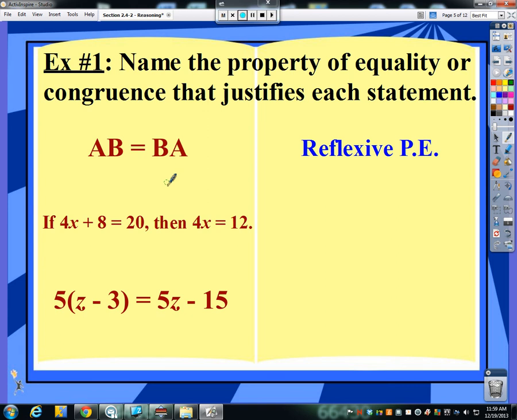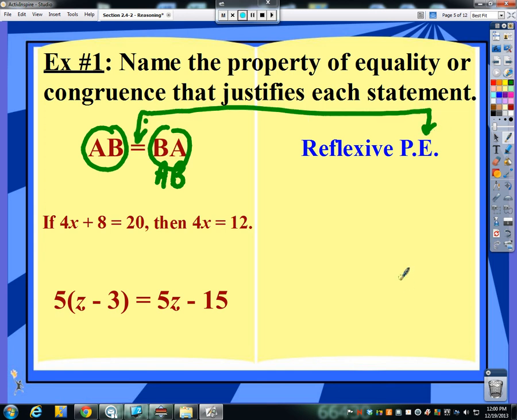And you might say, well, why is it the reflexive property of equality? Why isn't it symmetric? Well, this is saying segment AB and segment BA is really the same thing. It doesn't matter which letter I say first. So instead of saying BA here, I could just flip the letters around. It's really AB. So it really is saying the same thing is equal to itself. And since I used an equal sign here, it's a PE and not a PC.